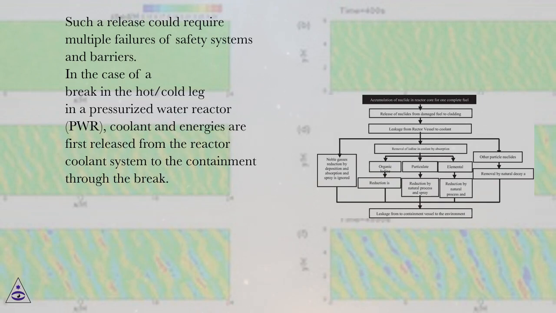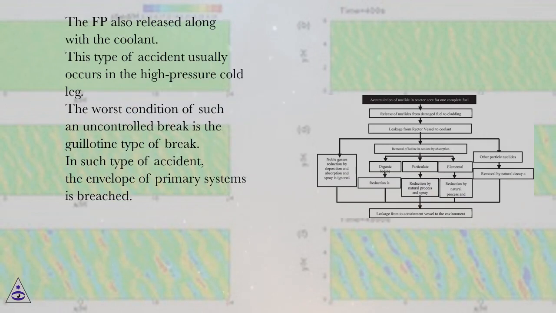In the case of a break in the hot/cold leg in a pressurized water reactor, PWR, coolant and energies are first released from the reactor coolant system to the containment through the break. The FPs are also released along with the coolant. This type of accident usually occurs in the high-pressure cold leg. The worst condition of such an uncontrolled break is the guillotine type of break.